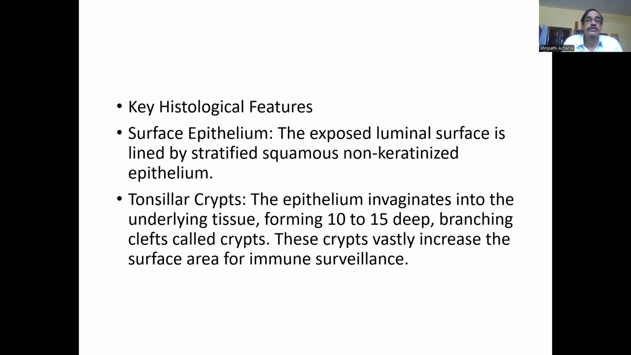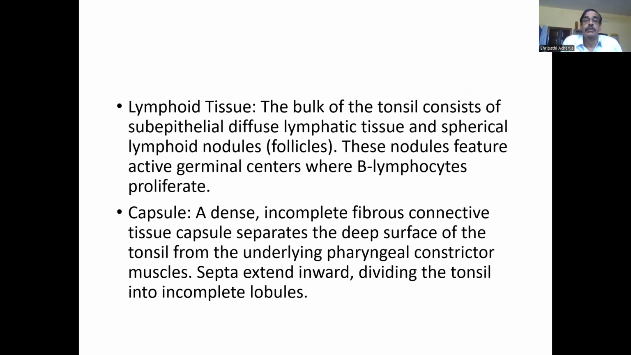Key histological features: surface epithelium. The exposed luminal surface is lined by stratified squamous non-keratinized epithelium. Tonsillar crypts. The epithelium invaginates into the underlying tissue, forming 10 to 15 deep branching clefts called crypts. These crypts vastly increase the surface area for immune surveillance. Lymphoid tissue. The bulk of the tonsil consists of subepithelial diffuse lymphatic tissue and spherical lymphoid nodules, that is, follicles. These nodules feature active germinal centers where B lymphocytes proliferate.